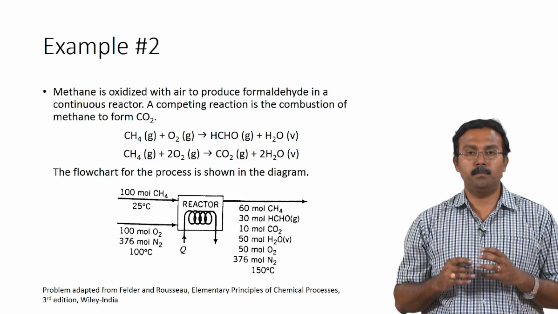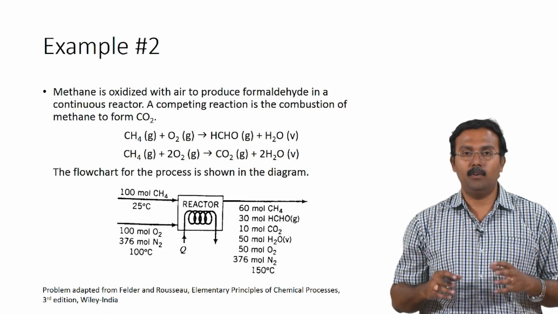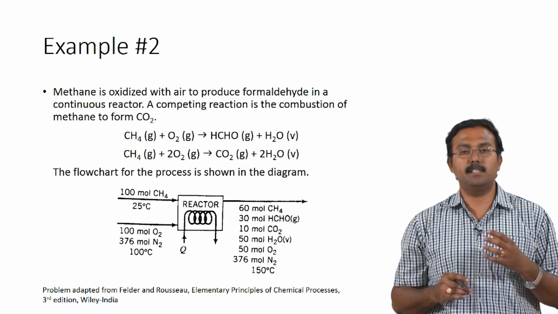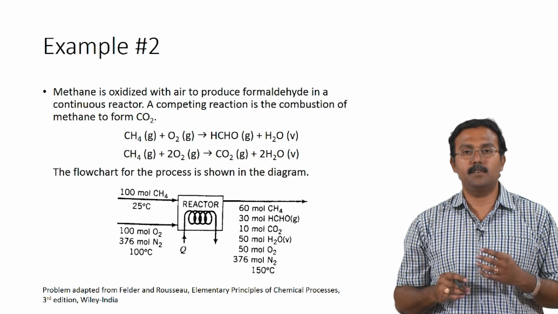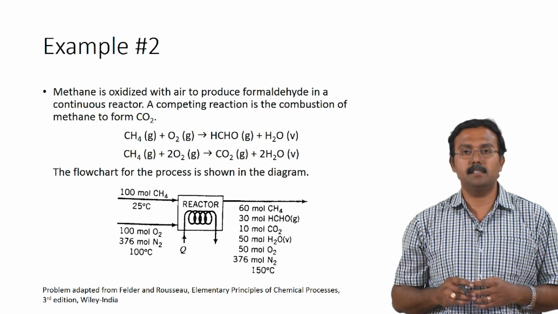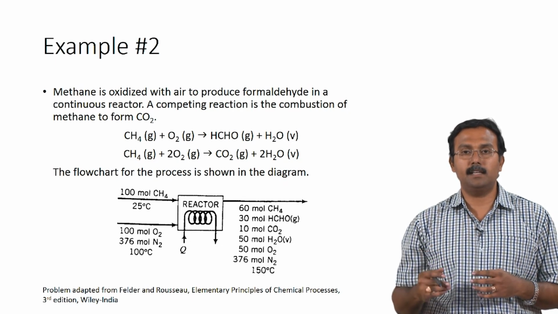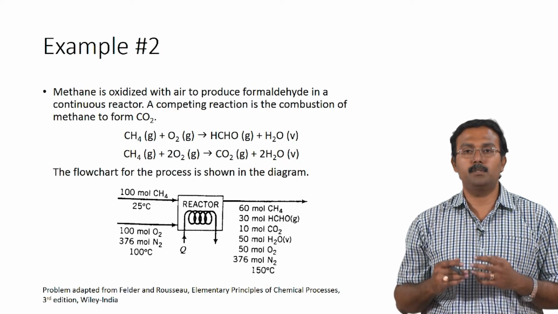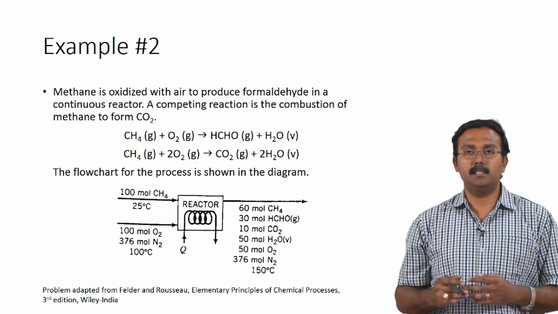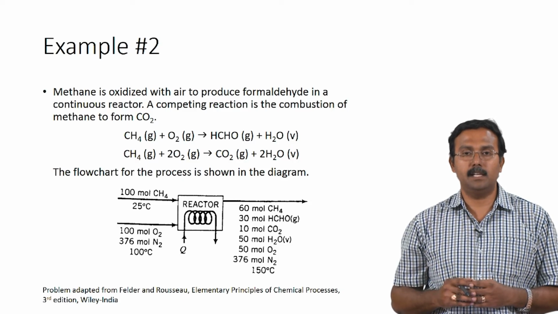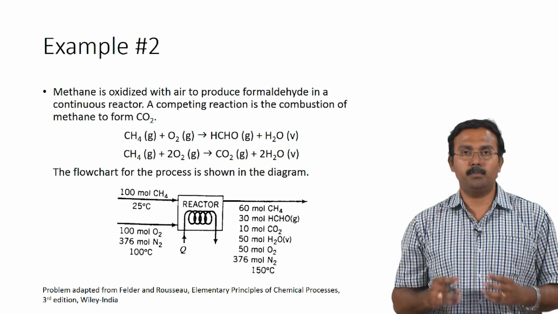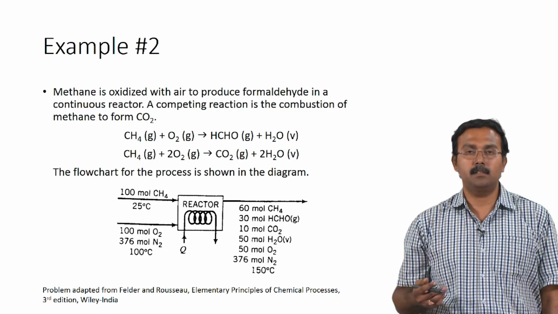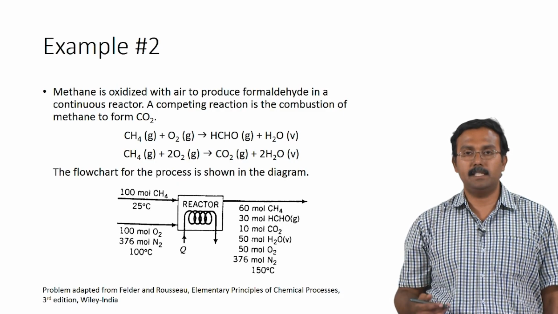So, the flow chart for the process is given and you have all the flow rates given. 100 moles of methane is entering, and 100 moles of oxygen and 376 moles of nitrogen entering at 100 degrees Celsius, and you have unreacted methane, formaldehyde produced, carbon dioxide produced, water vapor produced, unreacted oxygen and nitrogen which are leaving all at 150 degrees Celsius. So, you have all the information to perform the problem. You do not have the heat of reaction and you have multiple reactions. So, you would prefer to use the heat of formation method.